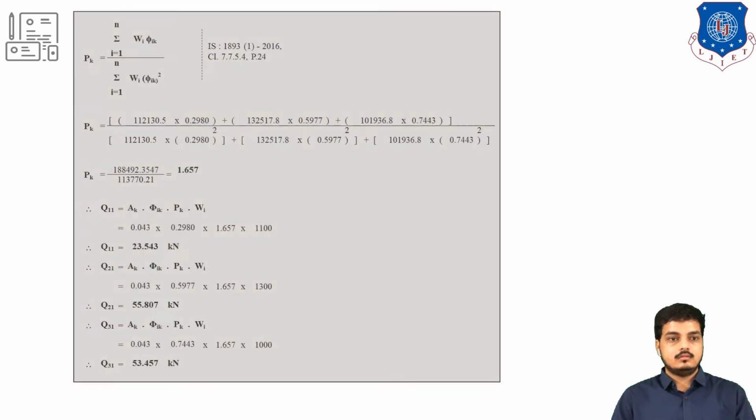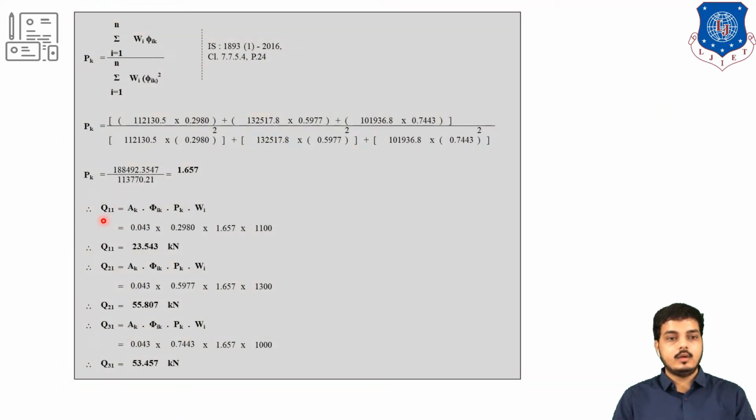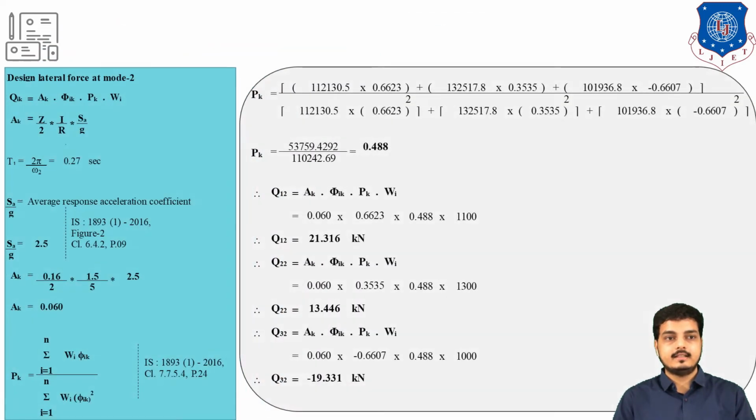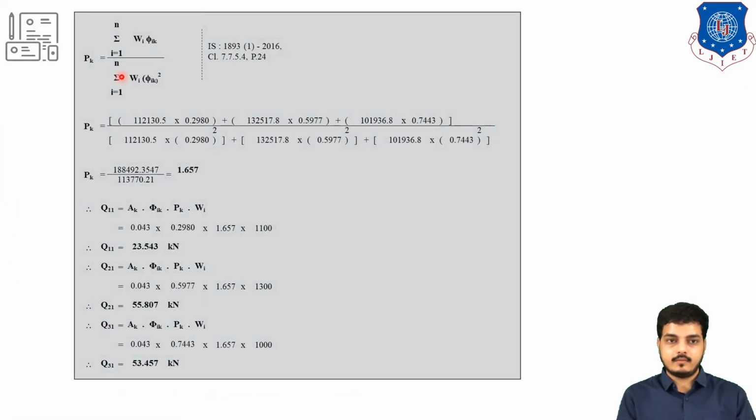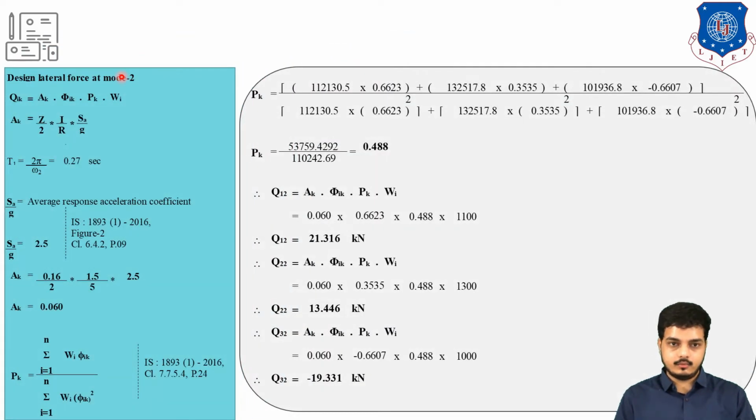So these are my initial Q values, which is Q11 equals this, Q21 equals this, and Q31 equals this. Why we are finding this Q, I'll be showing in the upcoming slides. Now this is for design lateral force at mode shape 2. In the previous slide it was for mode shape 1. All the steps are similar except the T value, because T is dependent on 2 pi by omega. So omega 2 will be used here, and I'll be getting T as 0.27.